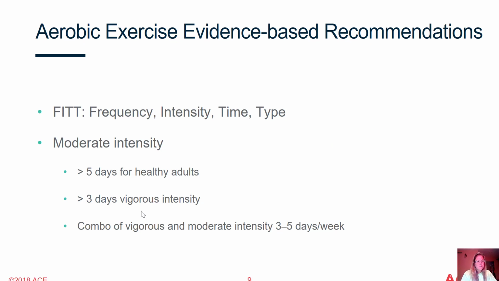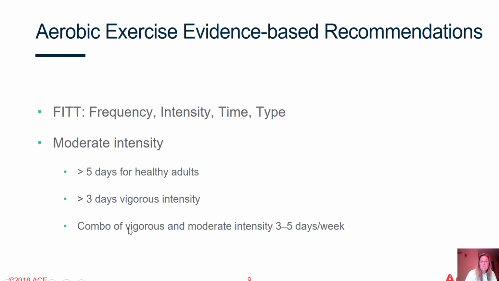So as far as aerobic exercise, the American College of Sports Medicine, which is ACSM, does have some basic recommendations. So when we look at cardiorespiratory endurance, the recommendation is for FIT. F stands for frequency. Roughly doing at least 5 days a week for healthy adults. And if you're choosing vigorous forms of exercise, you want to try to at least do 3 days a week or more of vigorous exercise.